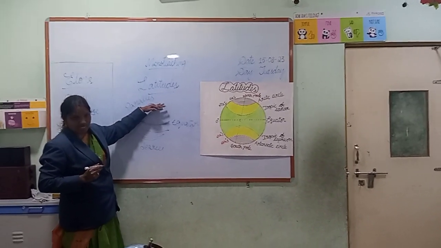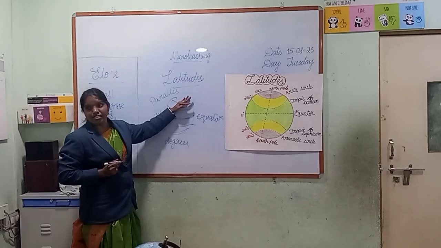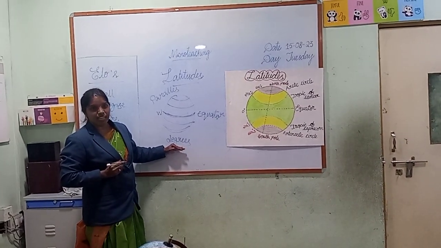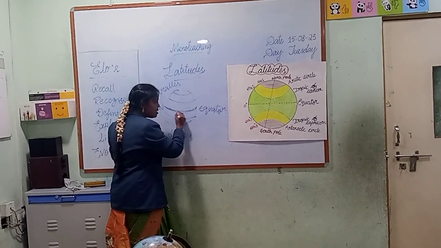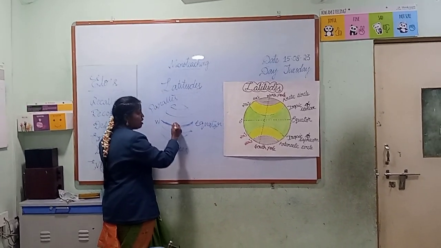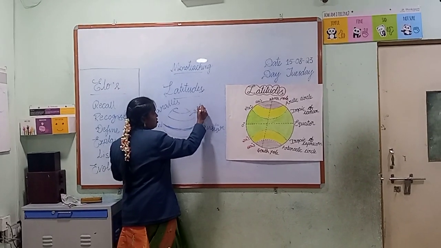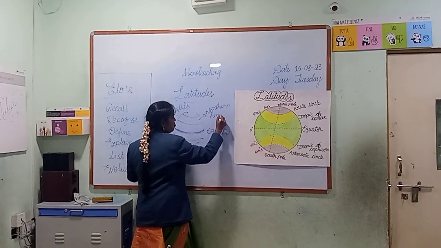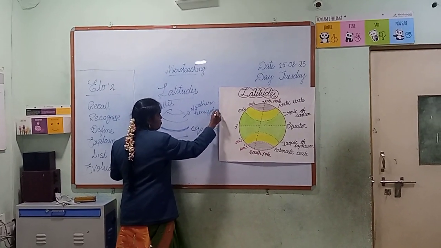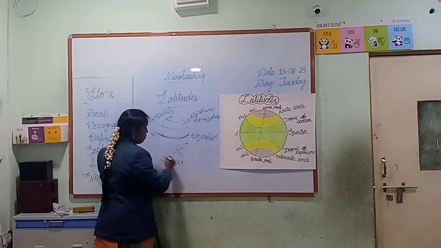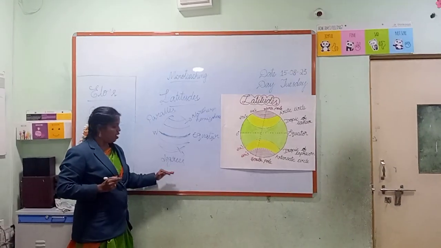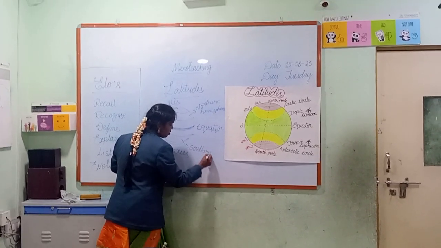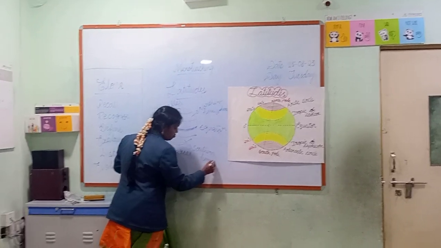This is the north side, which we call the north pole or the northern hemisphere. The lower part is the south pole or the southern hemisphere. The equator divides the earth into two equal parts. This is called the northern hemisphere. From the equator, the lower part we call the south pole or the southern hemisphere.